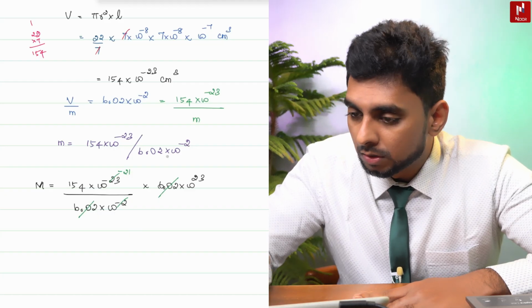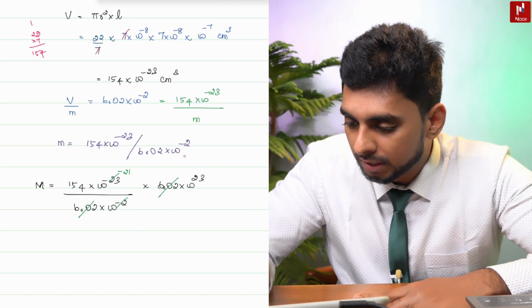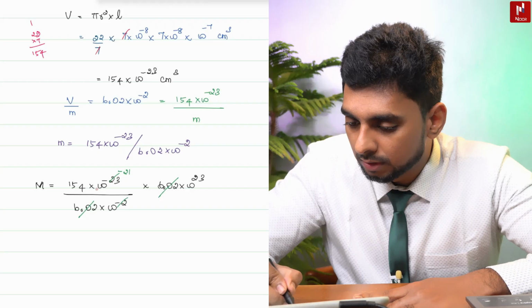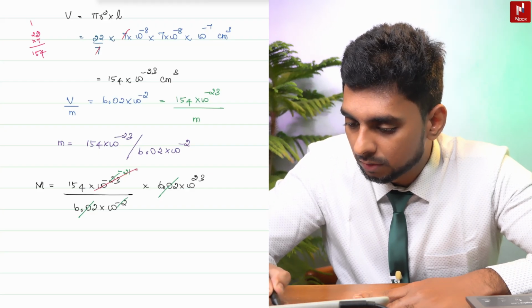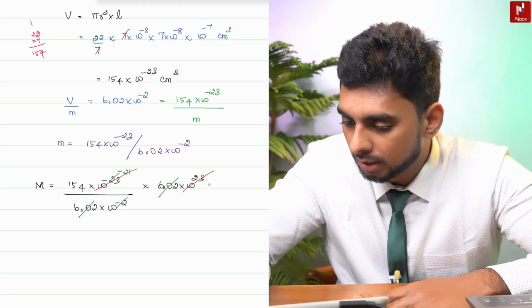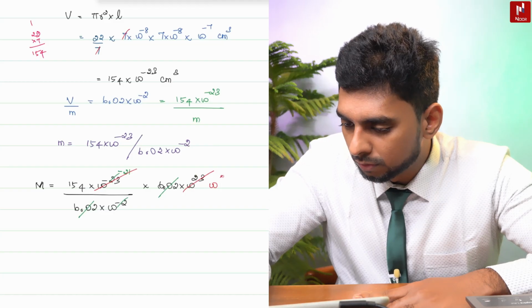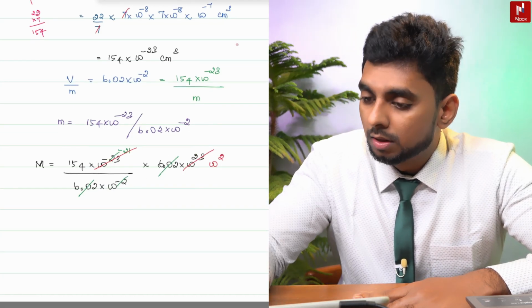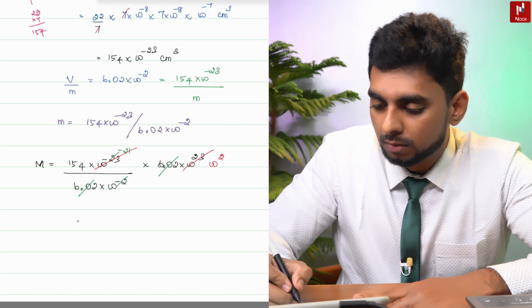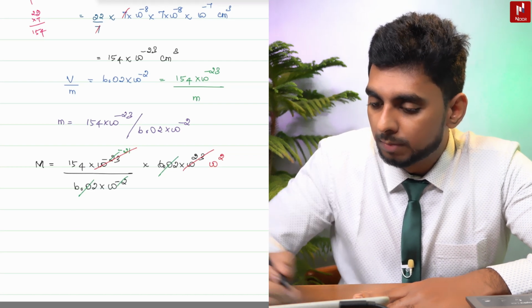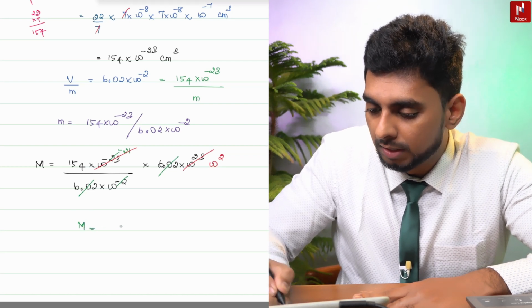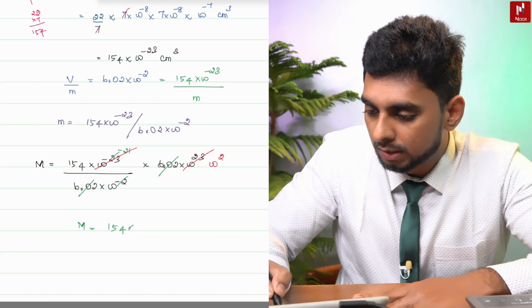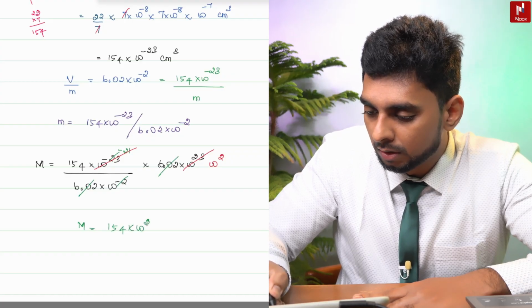Okay. So 10 power minus 21 in the numerator, and here you'll have 10 power minus 2 in the denominator, which gives 10 power 2, isn't it? So the molecular weight or molecular mass of the virus will be equal to M equal to 154 into 10 power 2. Okay.